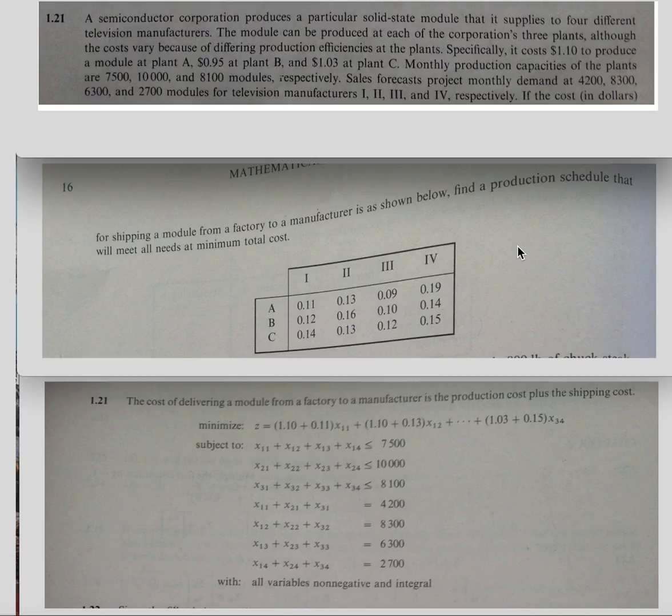In other words, we have to decide how many modules to make at each of the 3 plants and then ship to each of the 4 manufacturing sites. So that gives us 12 variables. Your book uses subscripts, x11, x12, and so on, thinking of this table as a reference. So row A is row 1. x11 will be the number of units made at A and shipped to manufacturer 1. x12 would be the number of units made at A and shipped to manufacturer 2, and so on, B being row 2, C being row 3.